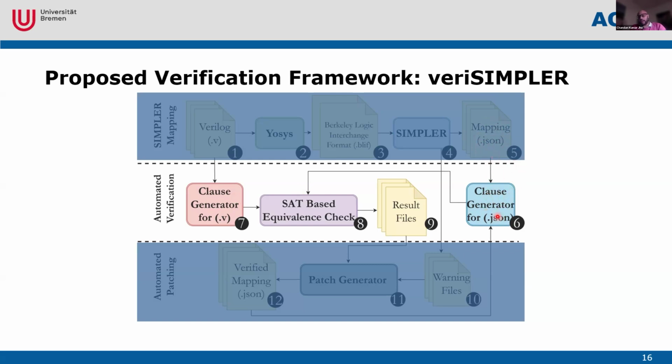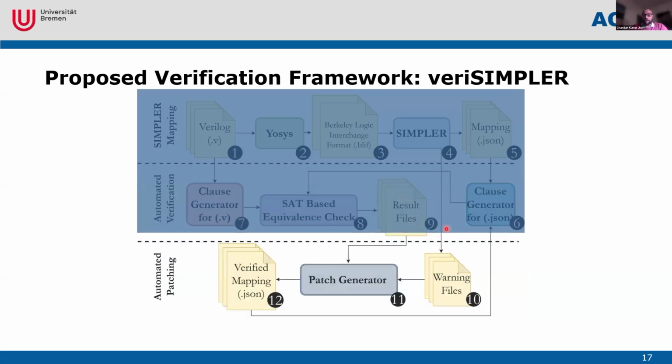Now, the idea is that if the Verilog design and the mapping are equivalent, you can pass them to a SAT-based equivalence checker, and it should tell you that these two are equivalent. In case they are not equivalent, the SAT-based equivalence checker will give you a test vector, which tells you that the mapping generated is incorrect. We store that in result files.